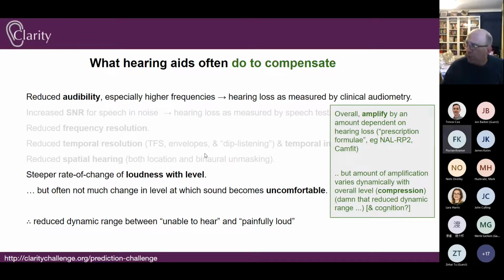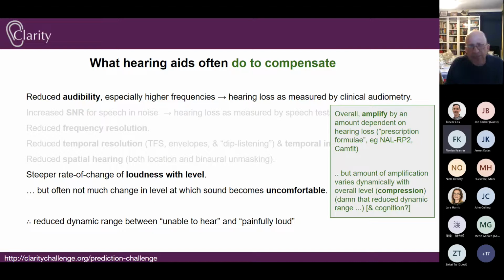So overall, what hearing aids tend to do is first put in an amplification that's dependent on the amount of your hearing loss as defined by audiometry. There's numerous prescription formulae out there. If you were fitted with a hearing aid today, you might get something called NAL-RP2 or CamFit or DSL. But importantly, you have to make that amount of amplification vary dynamically with the level, which we do using compressors.